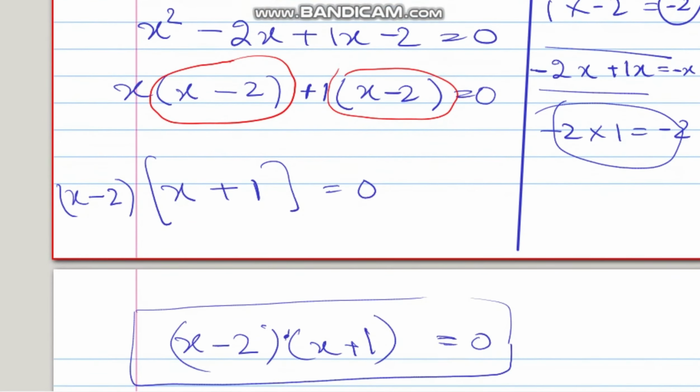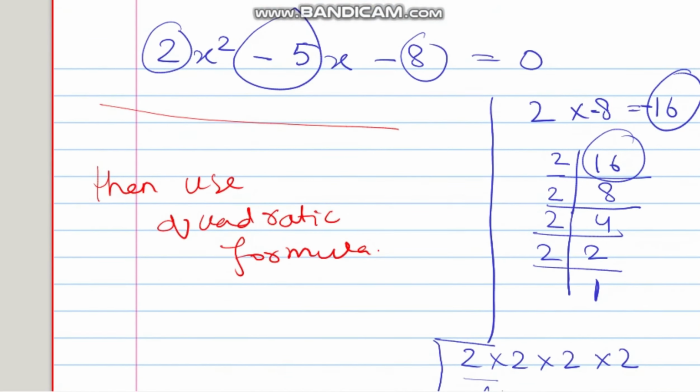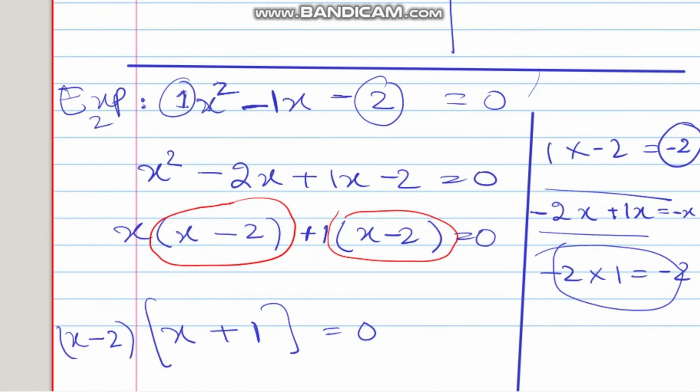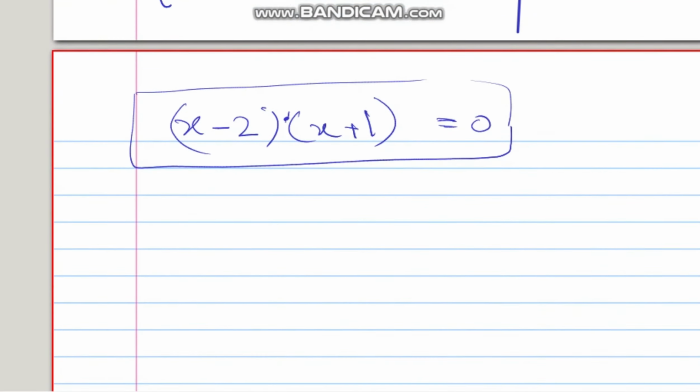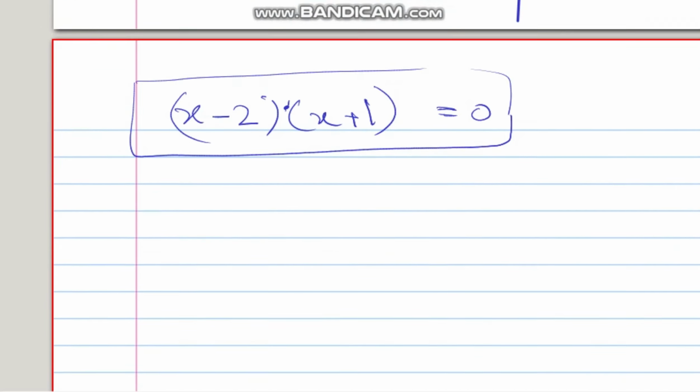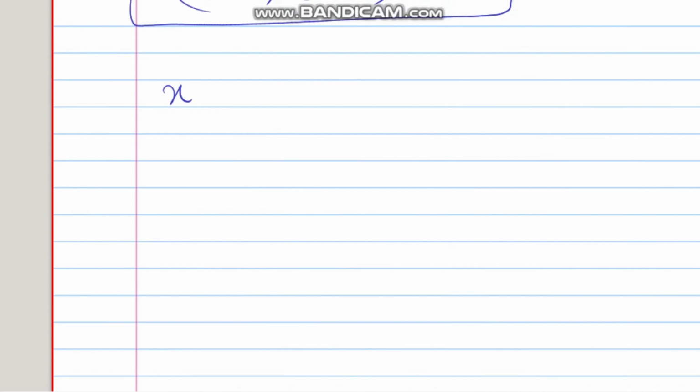What is meant by this question? We basically factorized a quadratic equation. This was the quadratic equation: x square minus x minus 2. We factorized it, and what did we get at the end? Let me write it again. It means that x square minus x minus 2 is equal to x minus 2 into x plus 1. So this is the main thing.